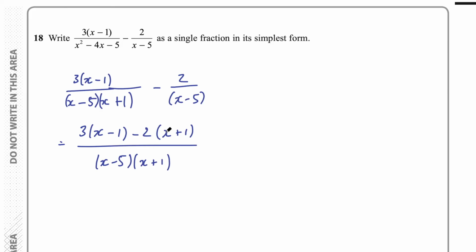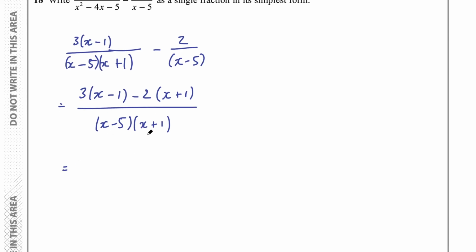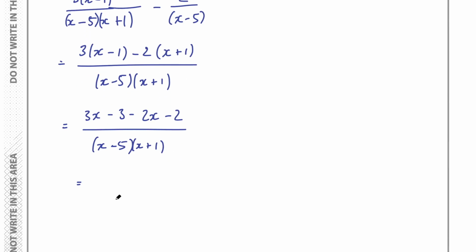Now I can go ahead and simplify the numerator. So expand those brackets out, 3x take 3, subtract 2x take 2, so that's -2 times plus 1, all over x take 5, x plus 1. Then 3x take 2x, that's just x, minus 3 take 2, that's minus 5, all over x minus 5, x plus 1.